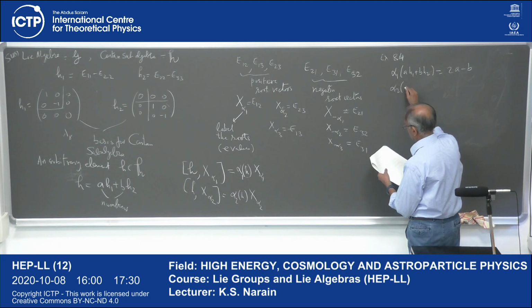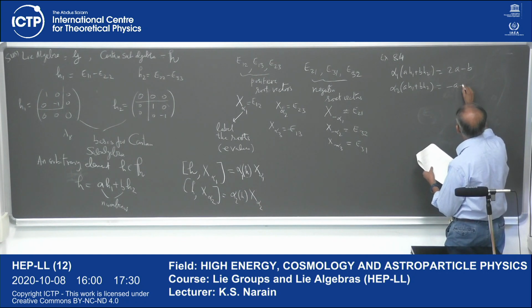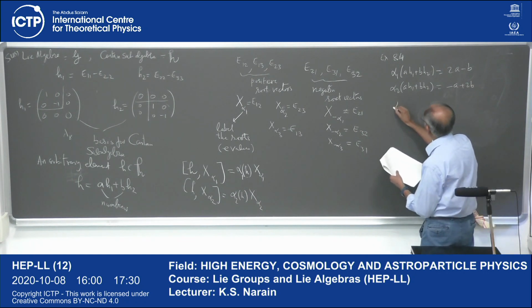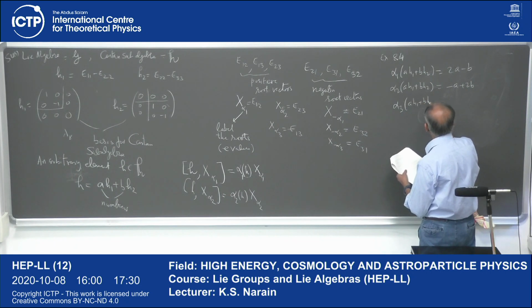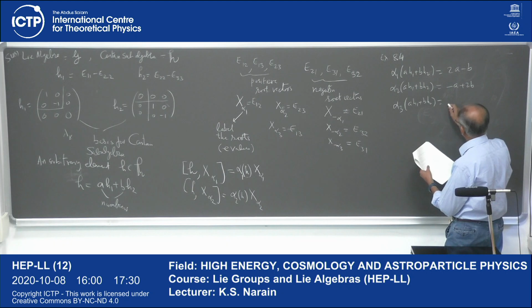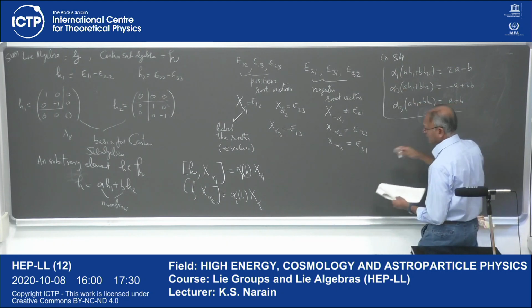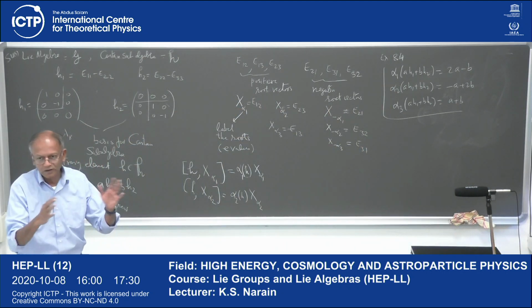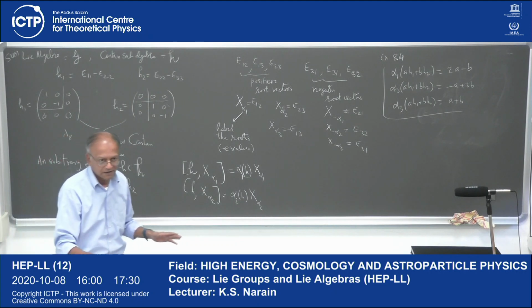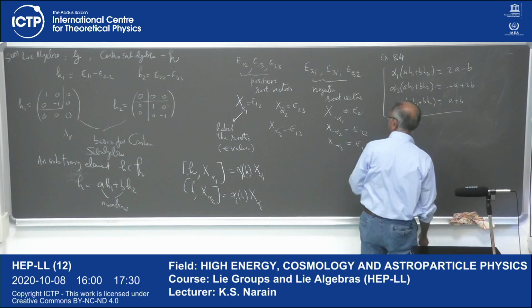Alpha 2 of AH1 plus BH2 is minus A plus 2B. And finally, alpha 3 of AH1 plus BH2 is A plus B. So this is just a simple matter. I will just do one of them and then you do the remaining ones, just one to see how it works, although you already know it. So let's just look at alpha 1.